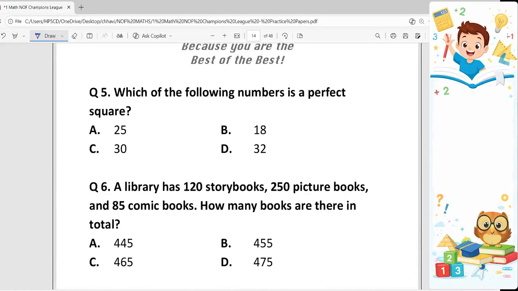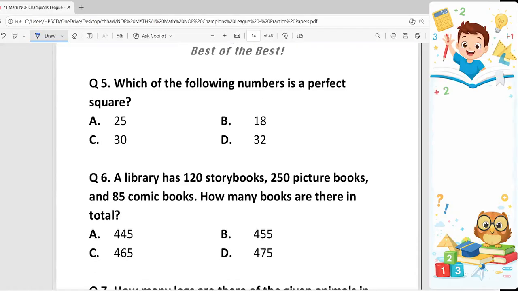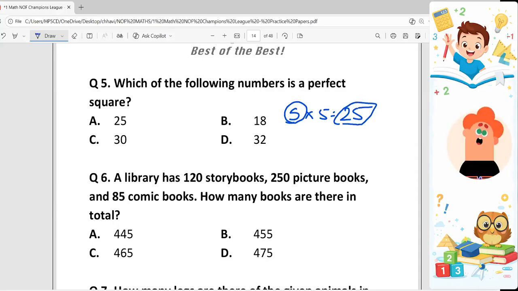Next question. Fifth: which of the following numbers is a perfect square? A perfect square is a number that, when multiplied by itself, gives the same answer. So over here, 5 into 5 equals 25. The number multiplied by itself gives the number, that is 25. Therefore, option A is the correct answer.